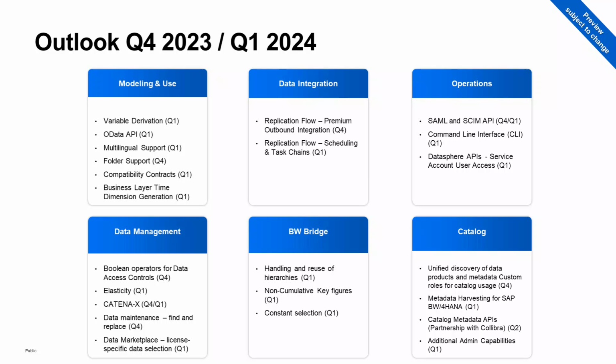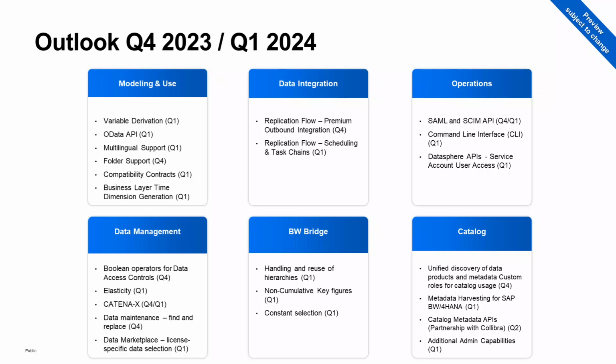The replication flow will therefore support multiple file formats like Parquet, CSV, JSON, and of course JSON and Avro format for Kafka. In addition, the tool will support the direct ingestion into BigQuery using the Append API. In Q1, SAP Datasphere will also provide the option to schedule the replication flow in task chains.